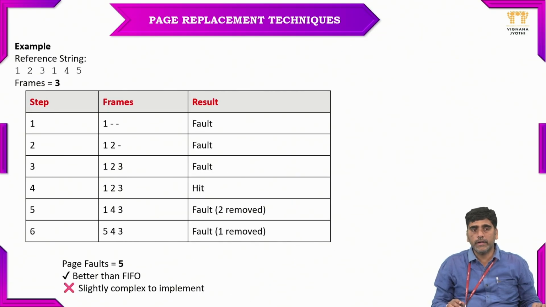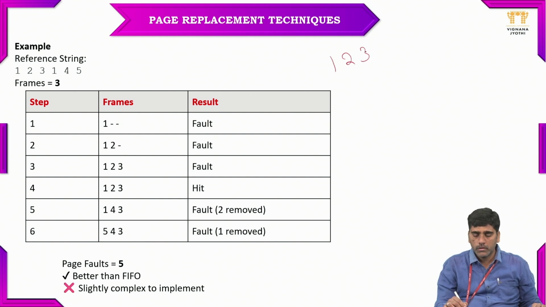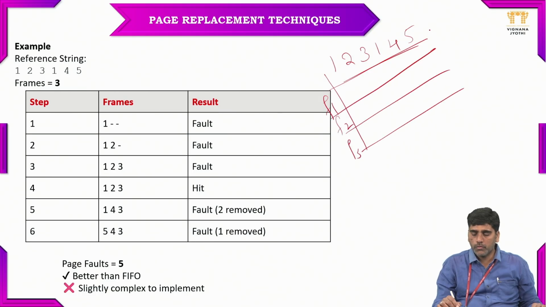Now coming to the example, the reference string is 1, 2, 3, 1, 4, 5, and the number of frames is 3. So we have to draw 3 frames: F1, F2, F3. How does the replacement process work here? We'll see. In first in first out order, it is inserted.